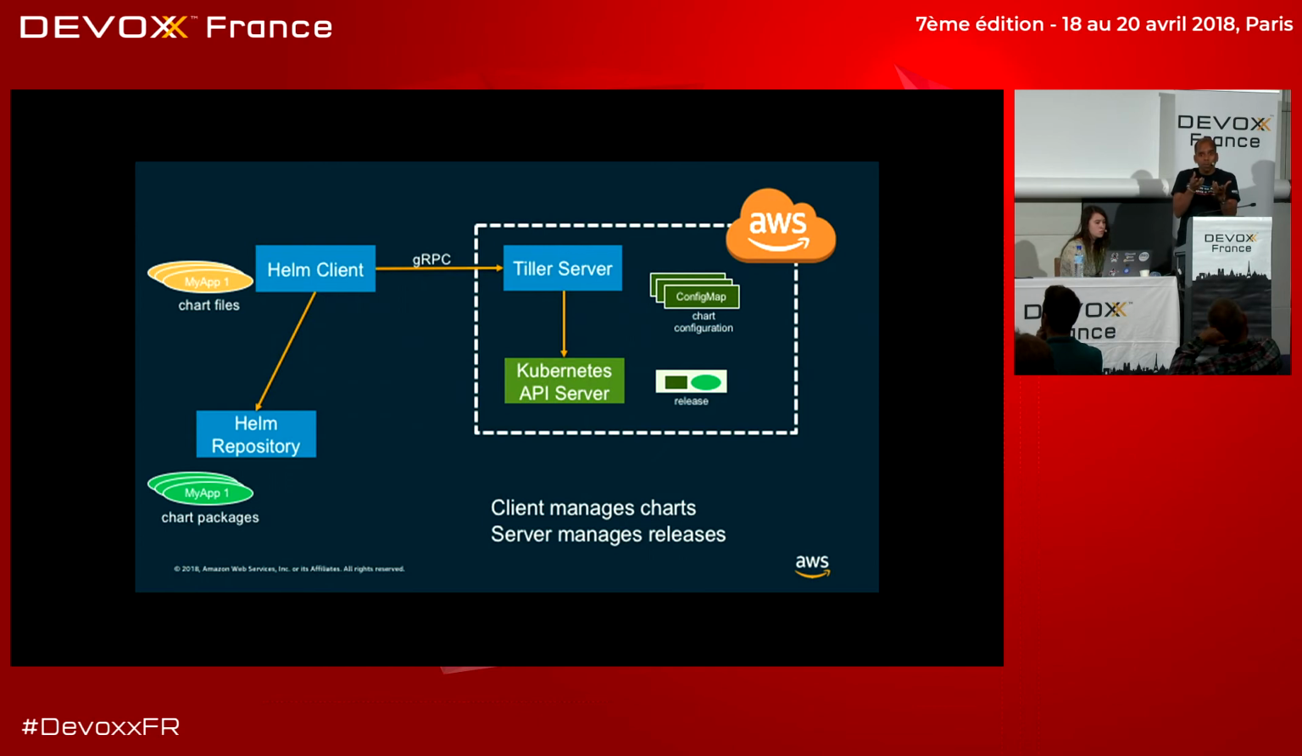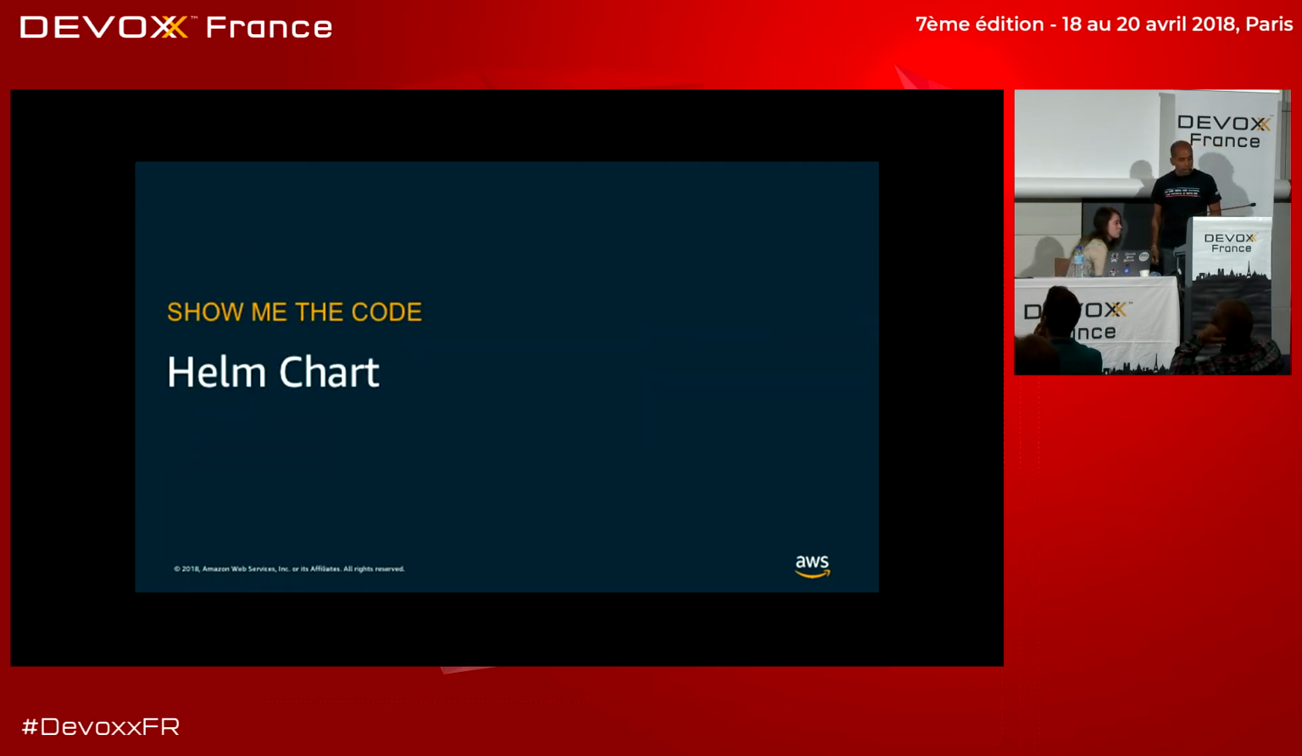The only way the charts are stored in the Kubernetes API server or the Kubernetes control plane is using config maps. Okay, so let's take a look at our Helm chart and see what it looks like.